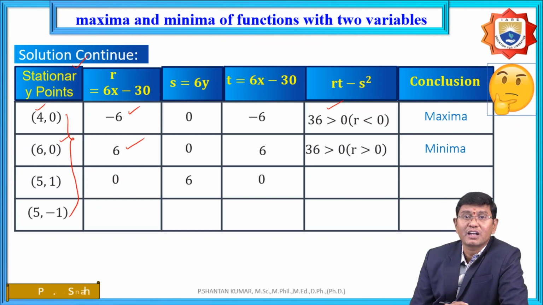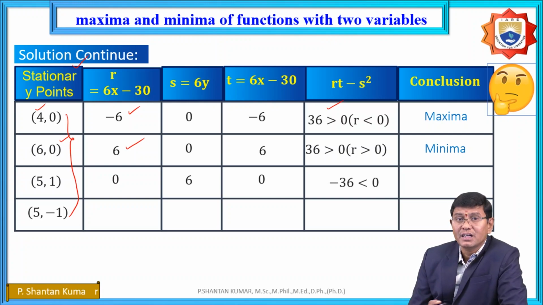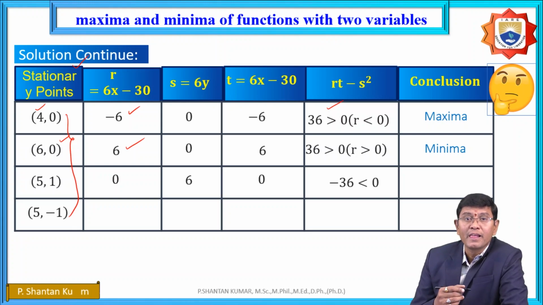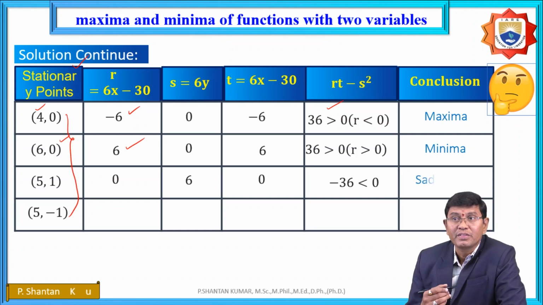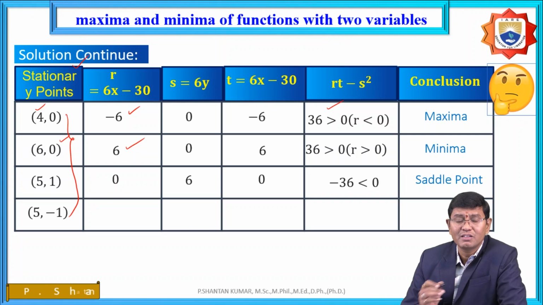Therefore, according to the working rule, rt minus s square is less than 0. As we know, according to the working rule of the procedure for maxima and minima, whenever rt minus s square is less than 0, the point is said to be a saddle point. A saddle point means that it is neither a maxima nor a minima of the function.